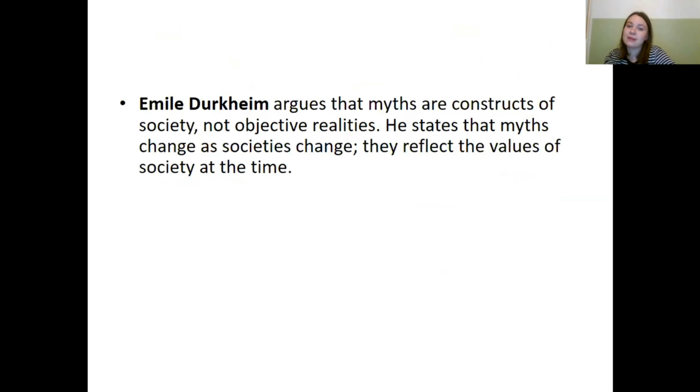Durkheim argues that myths are constructs of society, not objective realities. And this is something we need to think about. The Bible was written a really long time ago. It is 66 different books. It's got many authors. It was written over different periods of time, in different places in the world, and then collected and put together. So in some ways we could say, well, actually these are myths that represent the society at the time, but they don't tell us anything real about God.